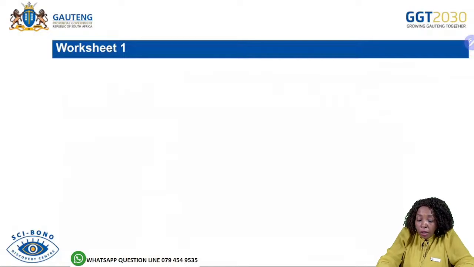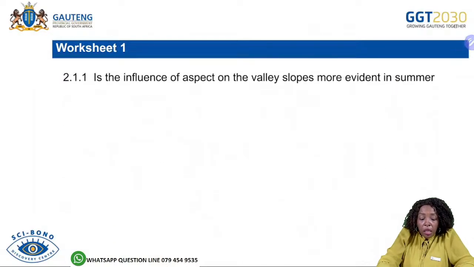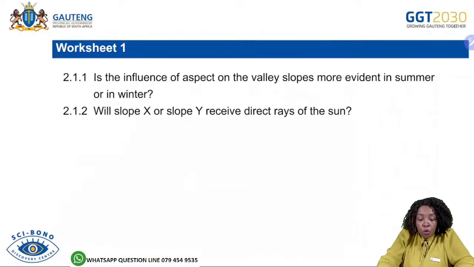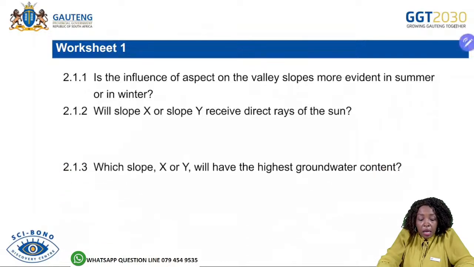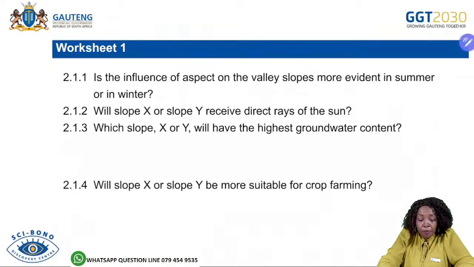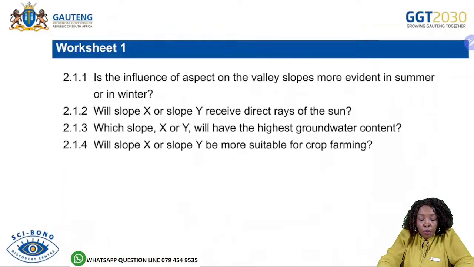Okay, you must have taken the picture. Then here are the questions. Is the influence of aspect on the valley slope more evident in summer or in winter? That's your first question. Will slope X or Y receive direct rays of the sun? And then which slope, X or Y, will have the highest groundwater content? And then will slope X or Y be more suitable for crop farming?